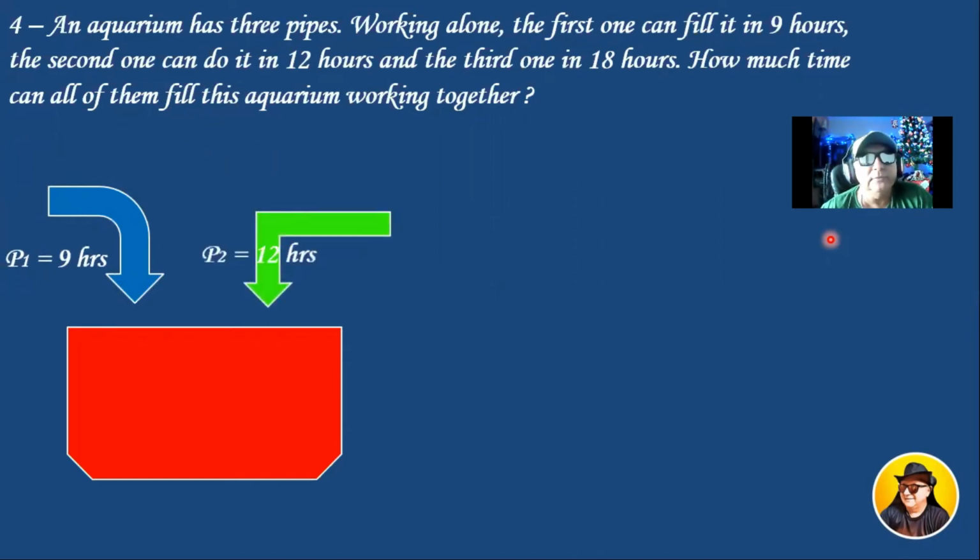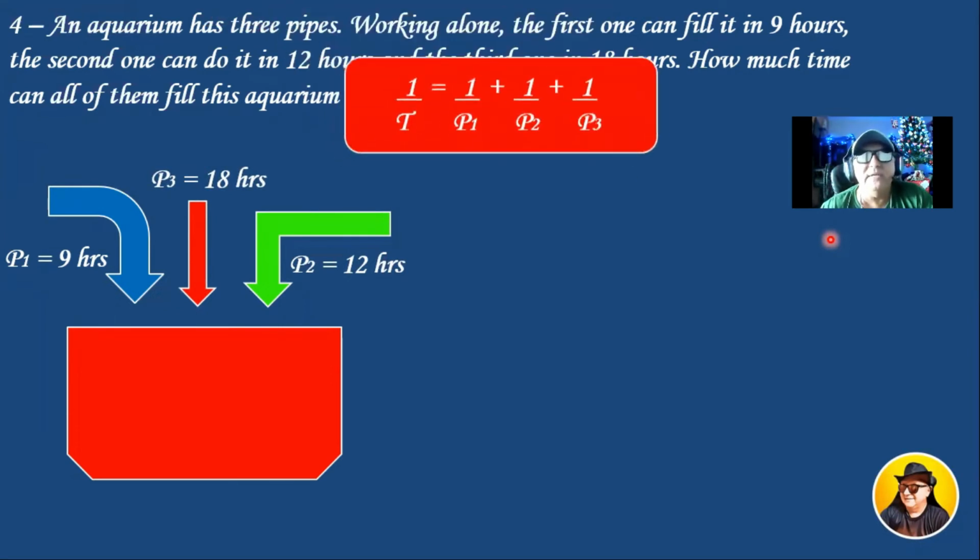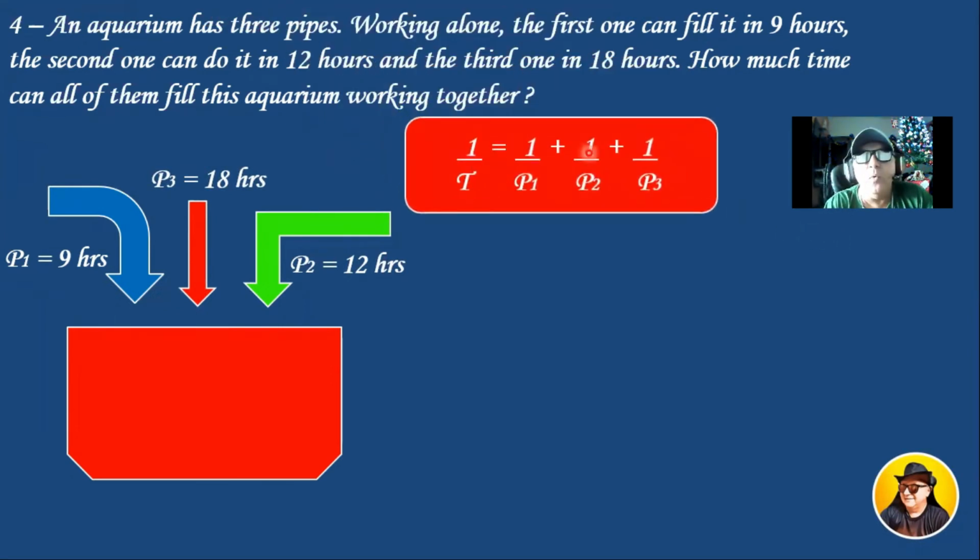Pipe 2 that fills it alone in 12 hours. And pipe 3 that can fill it alone in 18 hours. Okay, there are no drains, so only positive fractions. I have 1 over T is 1 over pipe 1 plus 1 over pipe 2 plus 1 over pipe 3. I have only positive fractions. Why? Because all of them are pipes. I have no drains.